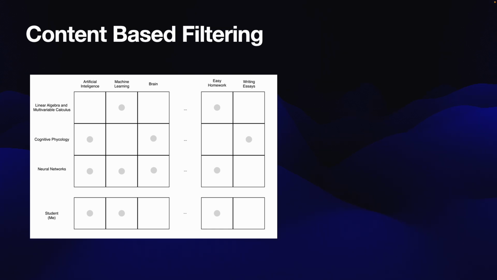So linear algebra, multivariable calculus. Well, it is kind of related to machine learning, has easy homeworks. Cognitive psychology, you can see you have writing essays and a lot about brains and AI. So basically from this matrix we have like an adjacency list, and from it we can try to tell which course I would like the most.